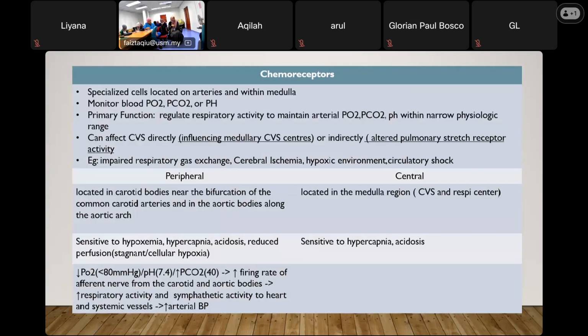Excellent. End organ effect. What are the organs? He told three organs, right? How many organs? Oh, four. So what is the additional organ? The lungs. Good answer.